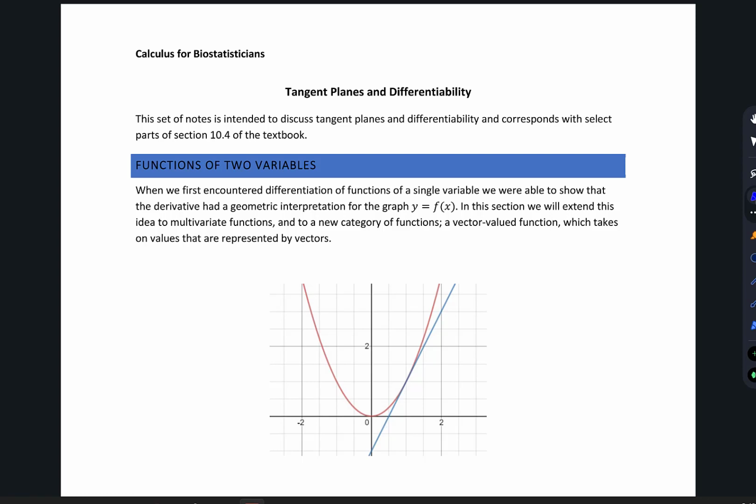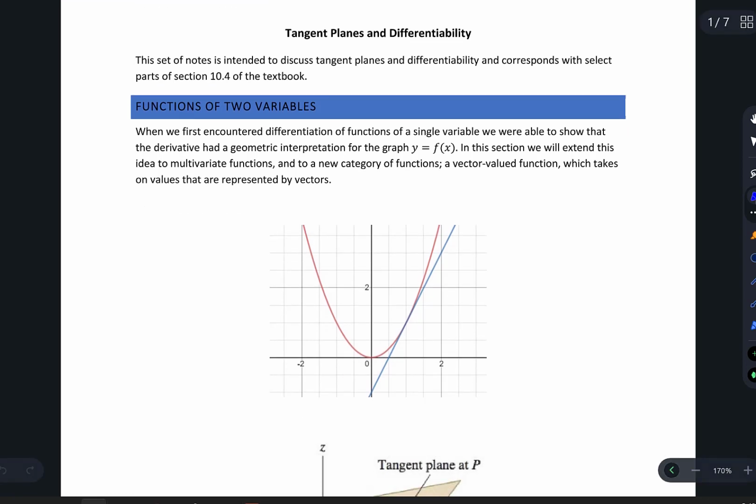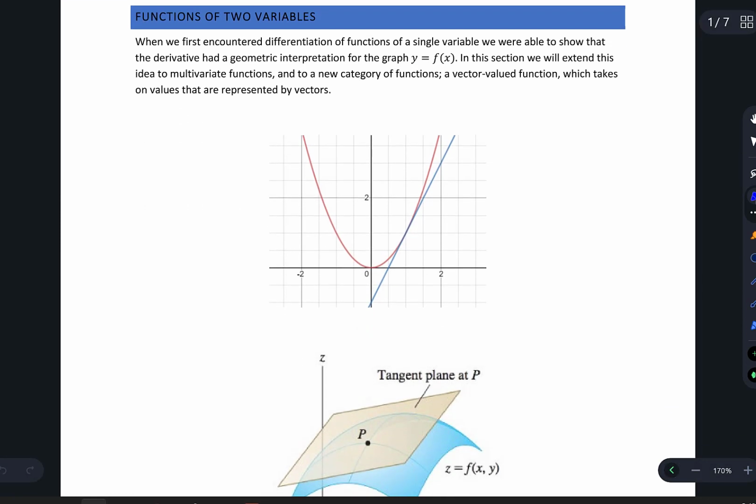In this set of notes, we're going to talk about tangent planes and differentiability. When we first encountered differentiation of functions of a single variable, we were able to show that the derivative had a geometric interpretation. What we saw previously is that if the function is drawn here in red, then the tangent line would be that line in blue.